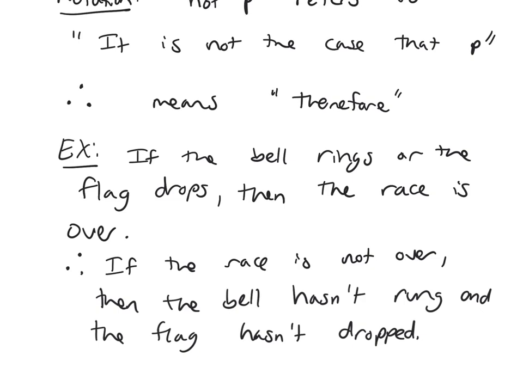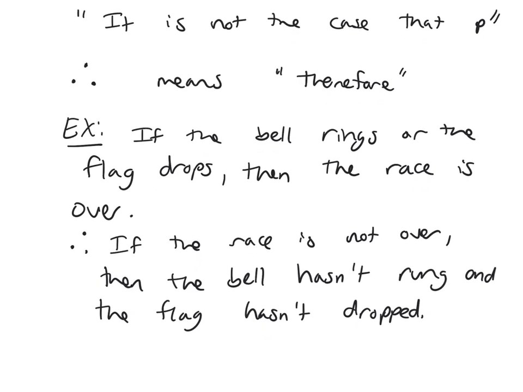So a lot of times we use letters and symbols, variables, in these kinds of arguments. So let's say I use P as a variable for the bell rings. And then I'm going to use the variable Q for the flag drops. And then one more variable, the race is over. Let's use the variable R for that.